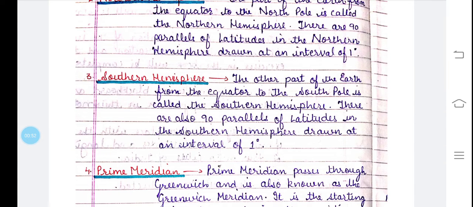Third one is southern hemisphere. The other part of the earth from the equator to the south pole is called the southern hemisphere. There are also 90 parallels of latitudes in the southern hemisphere drawn at an interval of 1 degree.